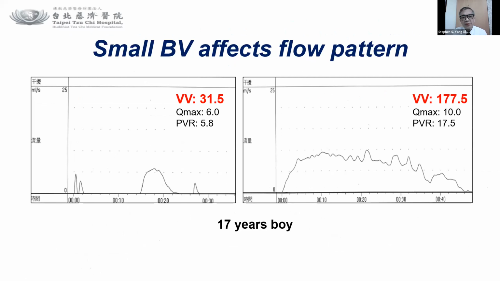We already know that a small bladder volume can affect flow pattern. For example, this looks like a small bell or interrupted. But when the voided volume is 177 ml, peak flow rate is only 10, and it becomes a plateau shape. So with smaller bladder volume, you have to repeat it again.